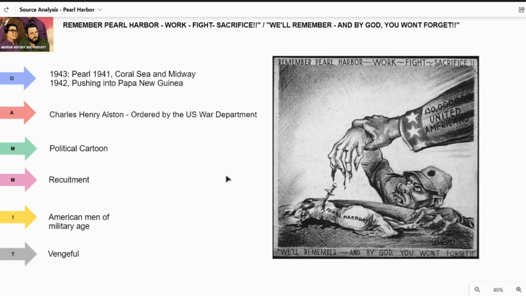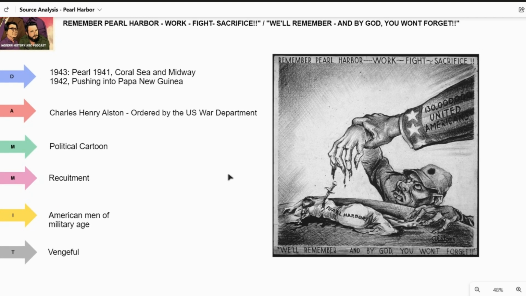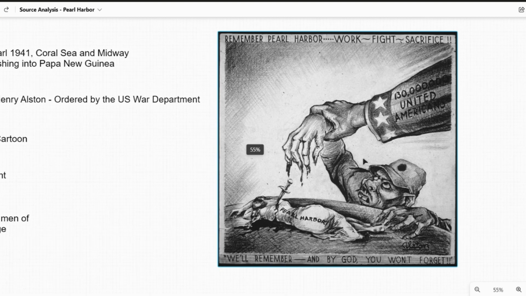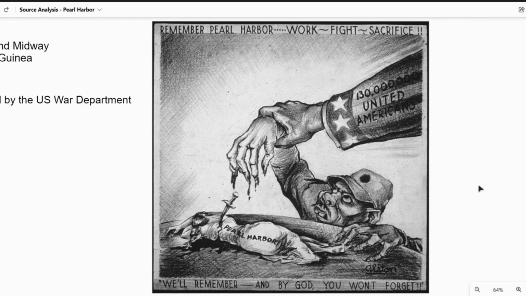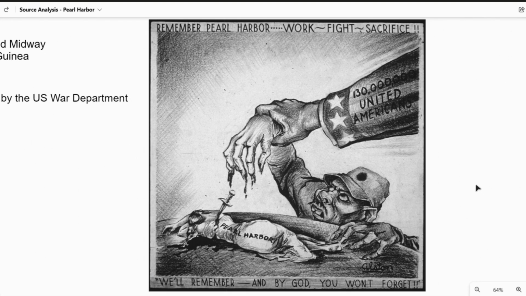How have I come to those conclusions, and how could you have come to those conclusions? Well, let's particularly focus on the source now. So if we come over to the source, we can see a few things. Immediately in the center, your eyes are drawn towards the hands, and the hands symbolize a struggle.